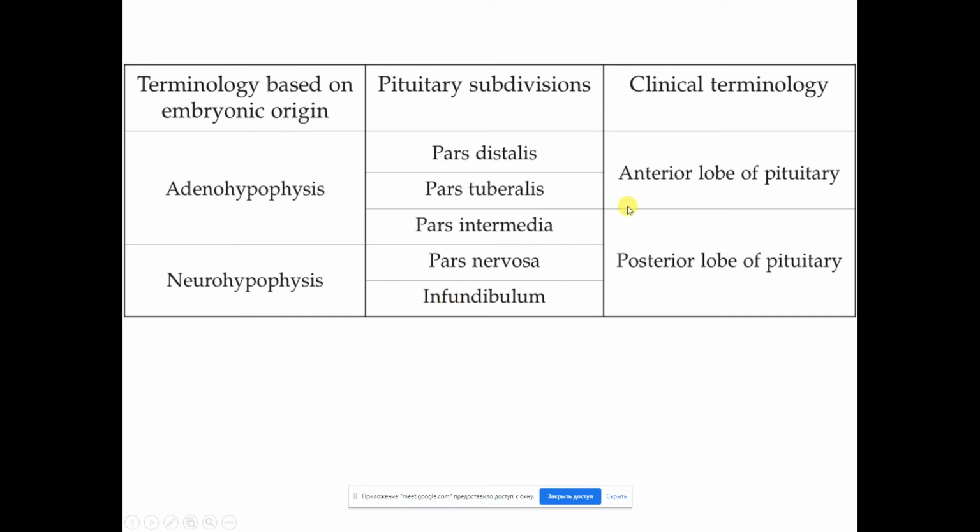But according to clinical terminology, we have the anterior lobe of the pituitary gland, which includes pars distalis and pars tuberalis only, and the posterior lobe, which includes pars nervosa, infundibulum, and pars intermedia. All the confusion in classification is because of the pars intermedia, which plays a very small role in endocrine function. Just remember that the posterior lobe is not always neurohypophysis, and adenohypophysis is not entirely the anterior lobe of the pituitary gland. It's better to remember it because I think most tricky questions of PMC or any other tests are based on it.